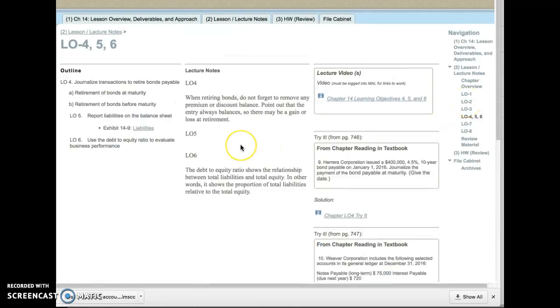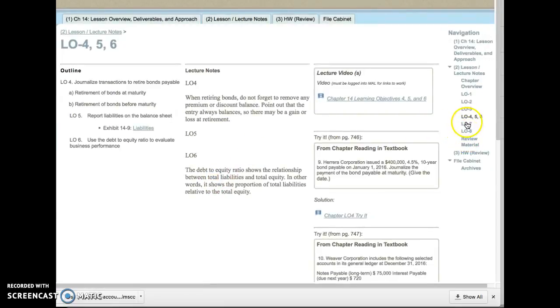LO4, 5, and 6 are all about retiring, and in my notes you'll see that I will combine LO4 with LO3. So even though it's here grouped with LO5 and 6, actually I will switch this and put LO4 with LO3. LO5 is simply about reporting, and again, debt to equity ratio is discussed in LO6, and here are a couple of videos. Don't spend too much time on these, especially LO6.